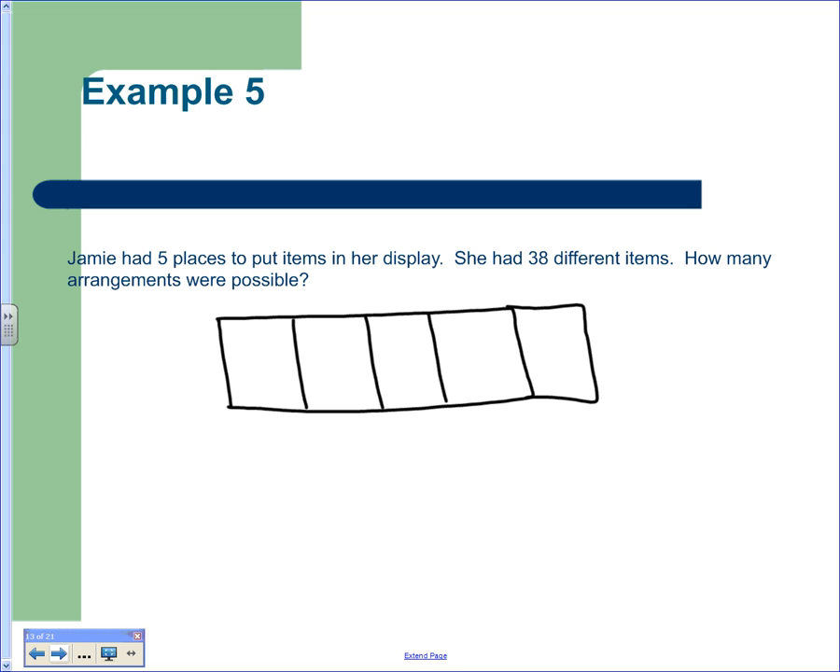Why do I have 5 boxes? She only has 5 feet, 5 places to put something. I can put 38 in this spot. Can you repeat items? If I have my 4 markers and I want to rearrange them, if I put the black one, can I put the black one somewhere else? Once I put the black one, I only have 3 markers left. Does that make sense?